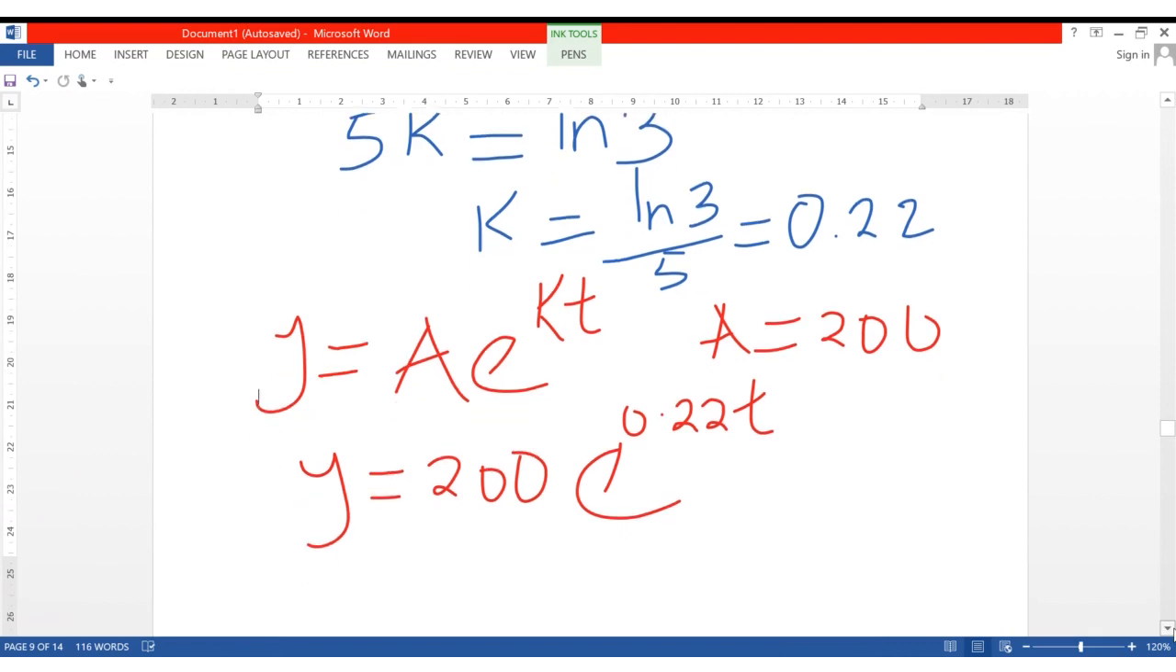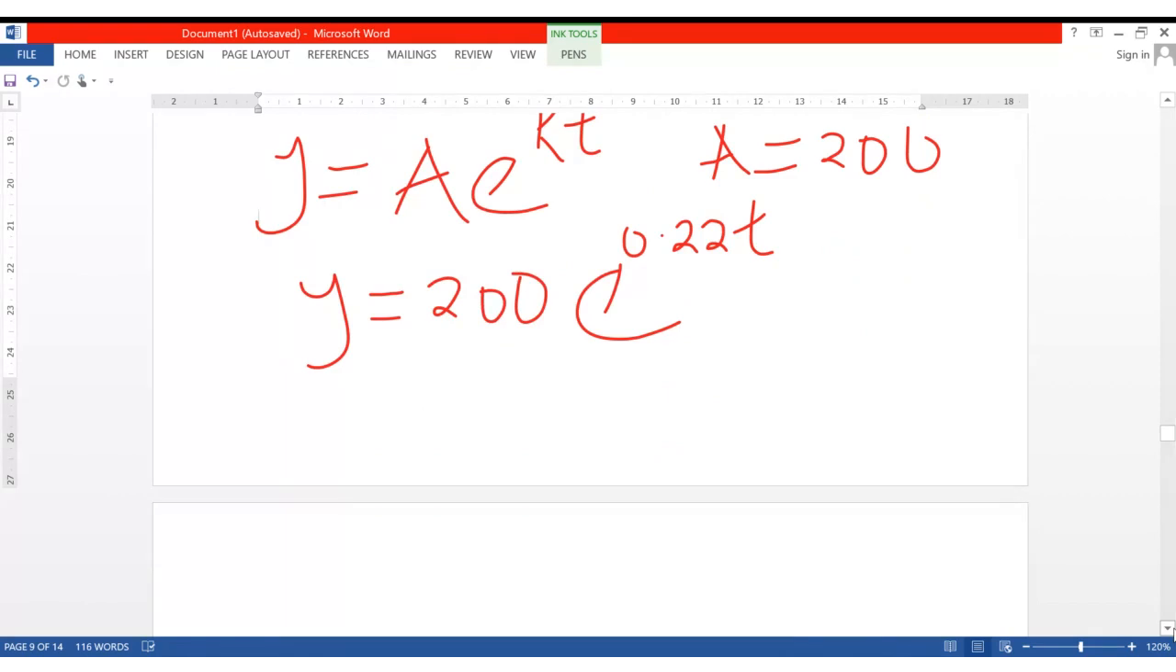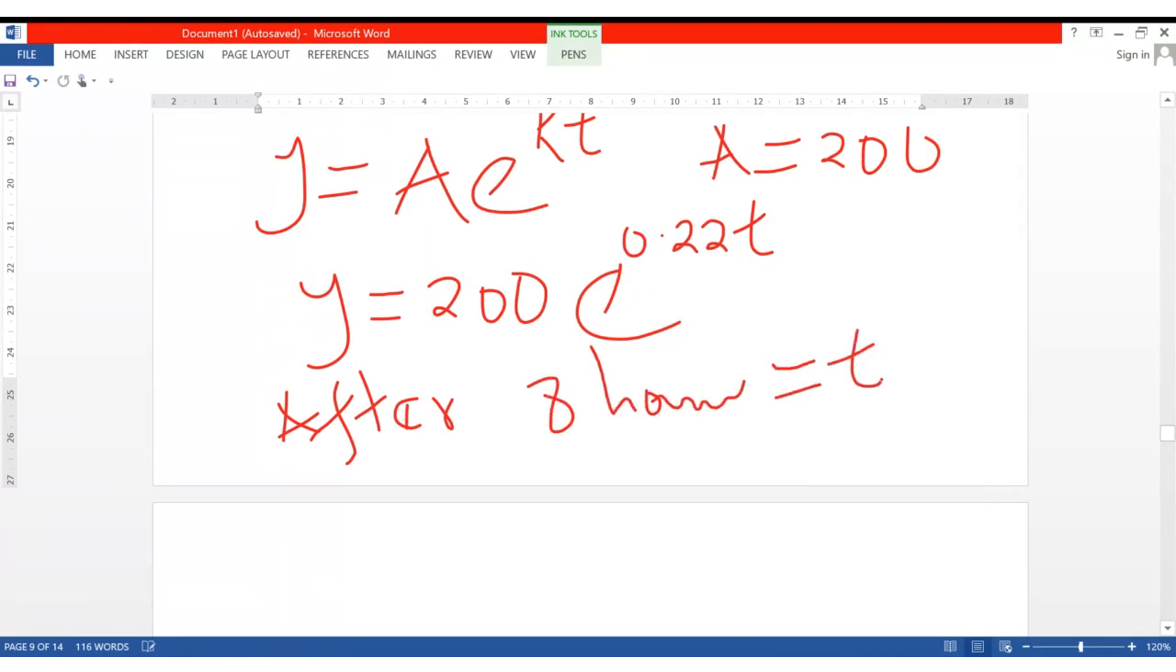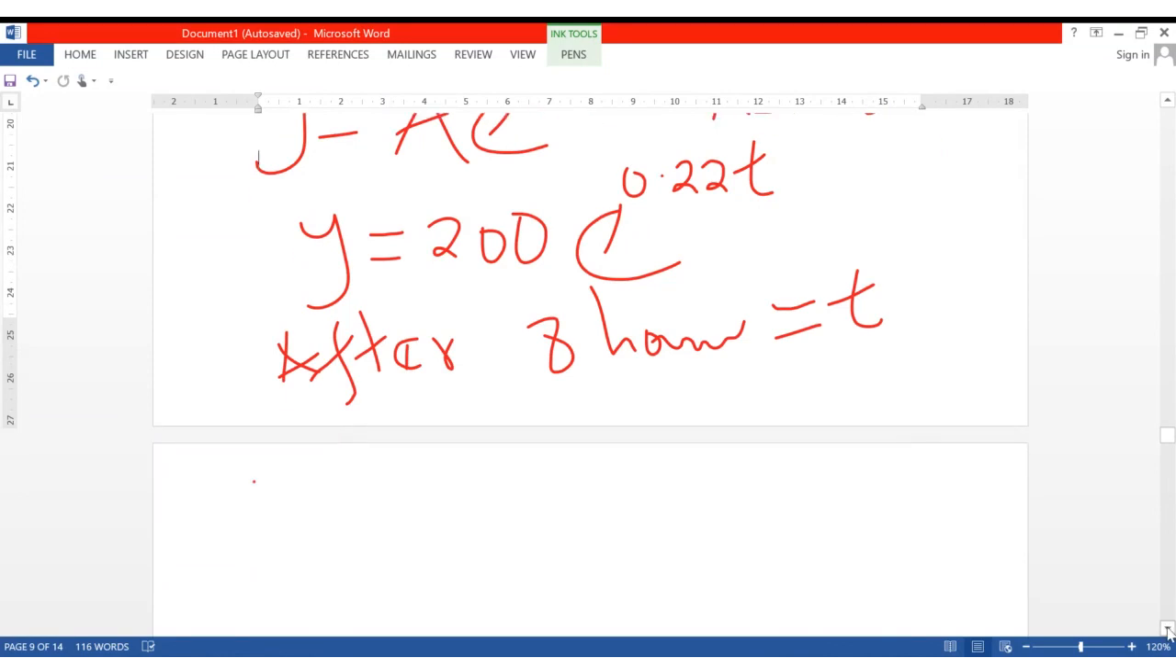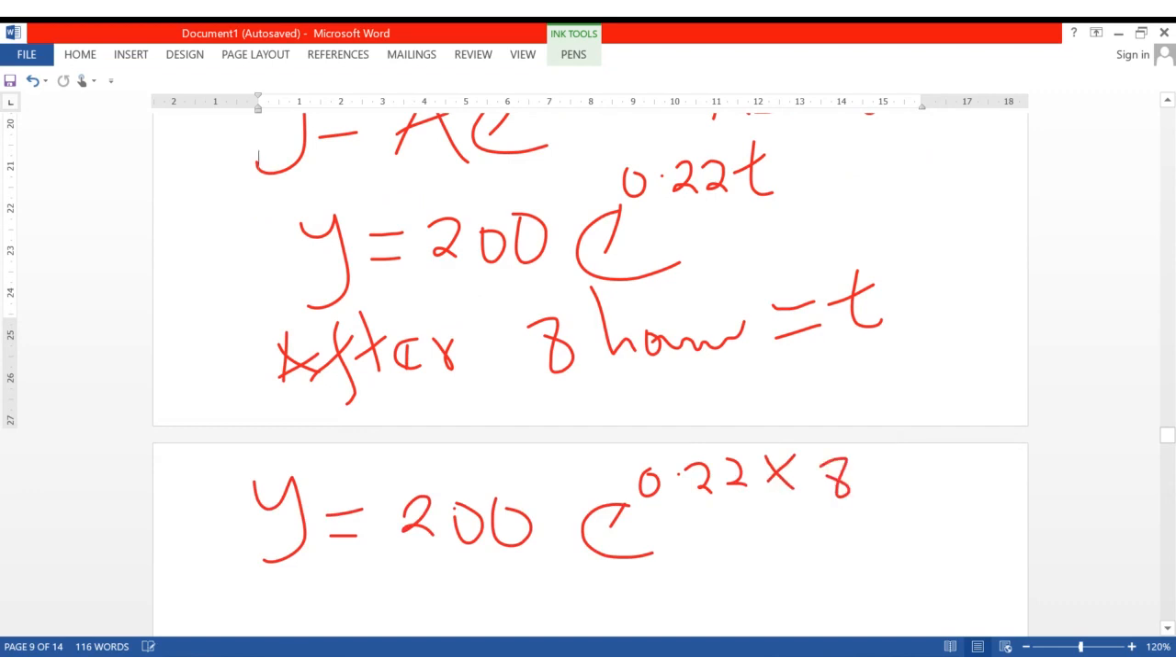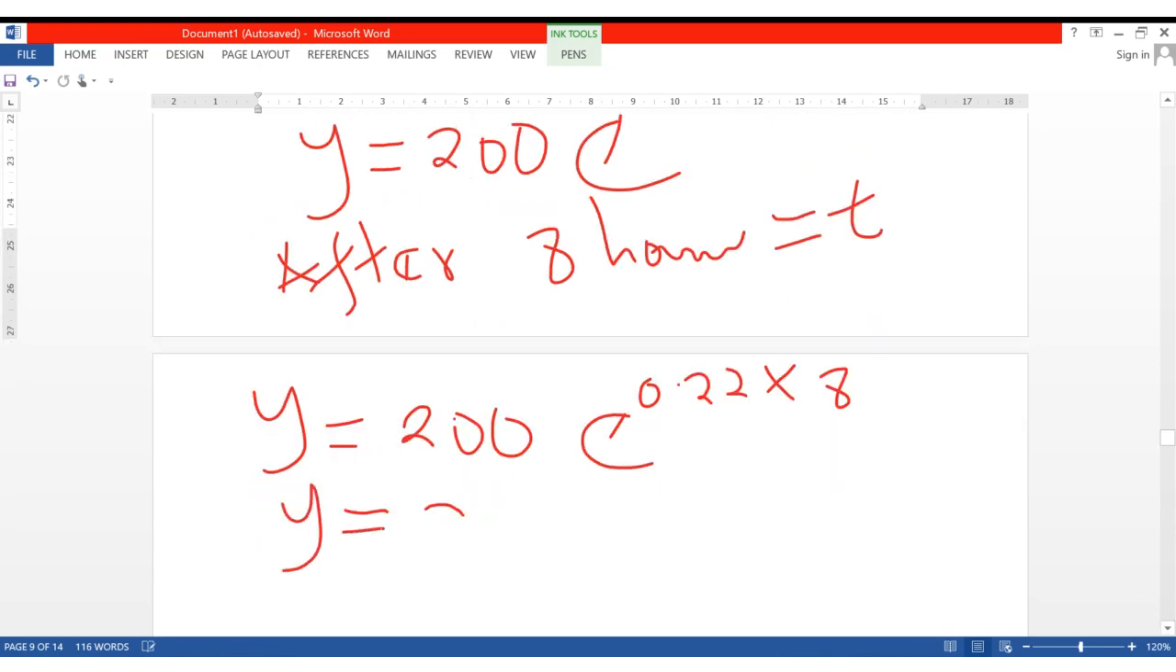That was the reason. So now the question is asking, what is the amount after how many hours? After 8 hours, this is our t. So I replaced back the value of t there. For 8 hours, I want to see the amount. So y will be given by 200 and then exponential 0.22 times 8. 0.22 times 8, I'm getting 1.76. So y will be given by 200 exponential 1.76.